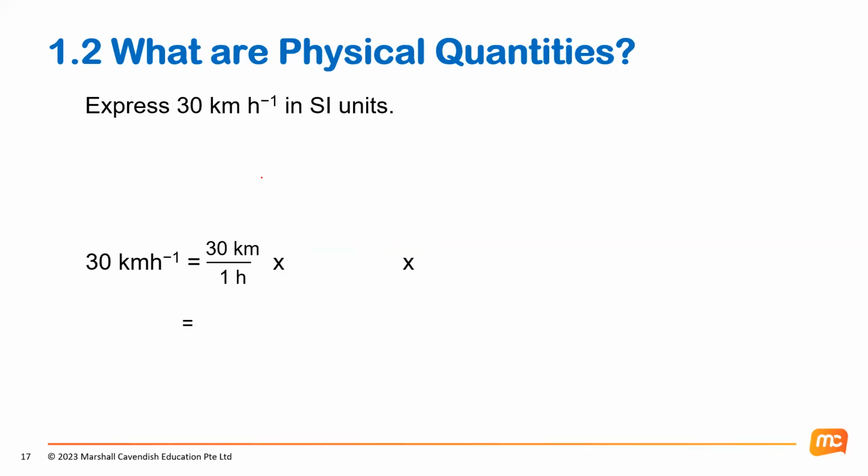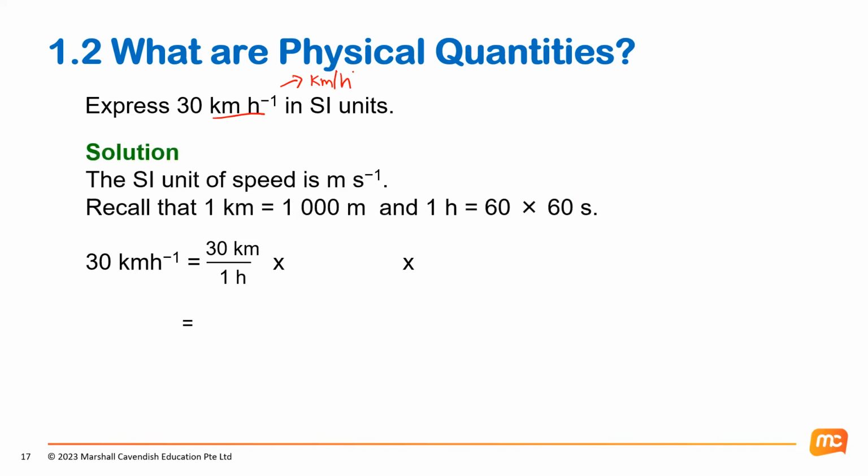Okay, those are very straightforward, whereby you only have one type of unit, like meters, seconds. But sometimes questions will ask you to convert things like this: 30 kilometers per hour. This representation is actually the same as kilometers per hour. It's a speed. So instead of slash hour, I just put it as hour minus 1 in SI units. So you know that the unit for speed is not kilometers per hour, it's meters per second.